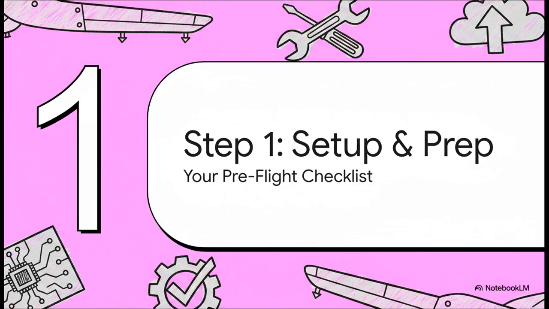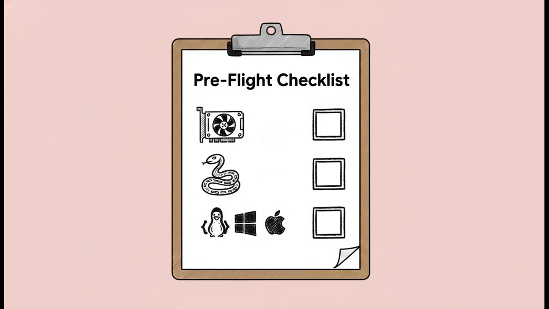Okay, first things first. Before we can even think about training, we've got to do a quick pre-flight check. Let's make sure our hardware and software are ready for takeoff. So yeah, this list covers the essentials. You'll need a reasonably modern NVIDIA GPU, the right version of Python, and your OS of choice. But here's the best part. Unsloth automatically handles all the tricky dependencies for you. You know, things like Xformers and bitsandbytes. It's a huge headache saver.